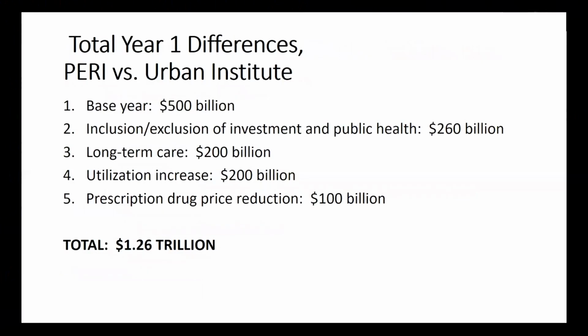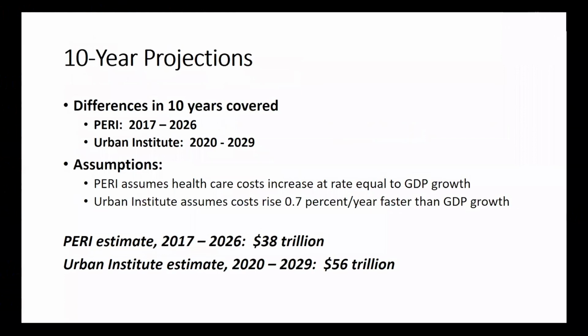So here's where we are. The first two items, as I said, are purely administrative. That's $760 billion. The other three, $500 billion. That gets us to this difference of basically a 1.3 trillion difference between our study and theirs for year one. Now, what about over the 10-year horizon? Ours is 38, theirs is 56.